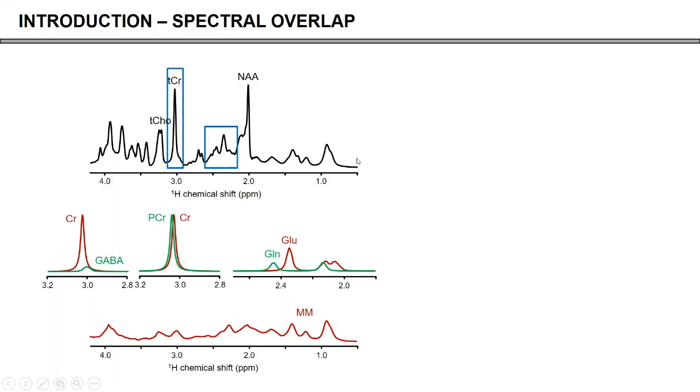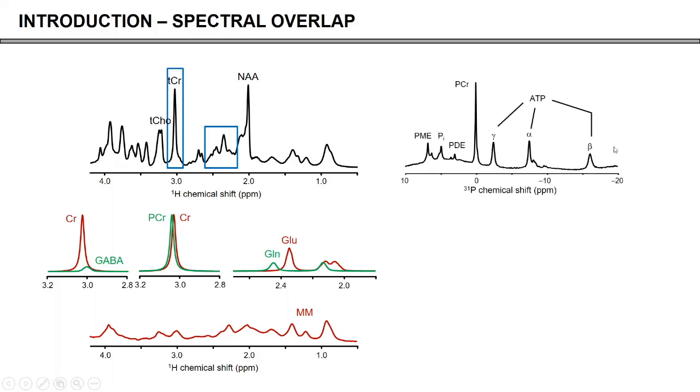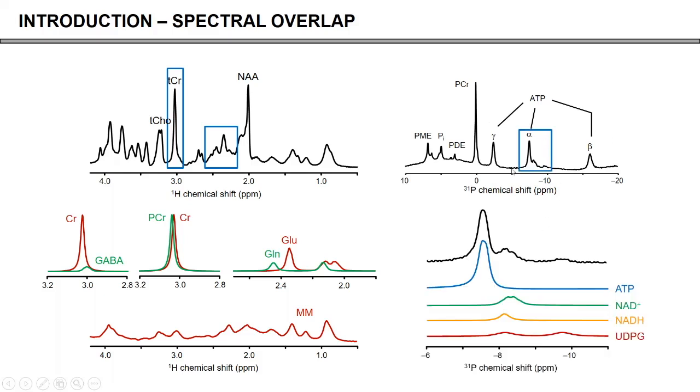Now, spectral overlap is not a specific problem for proton NMR. You can find similar problems in, for example, phosphorus NMR. If we look at this part of the spectrum, this signal over here is the sum of ATP, NAD+, NADH, and UDPG. And so spectral overlap is common to most forms of NMR. So then the question is, what can you do about it? Let's say that we want to observe GABA.